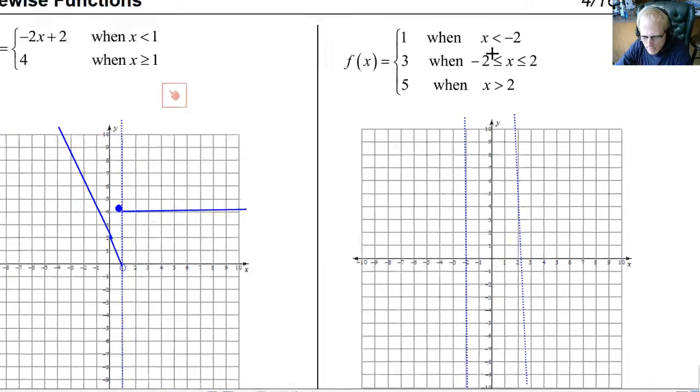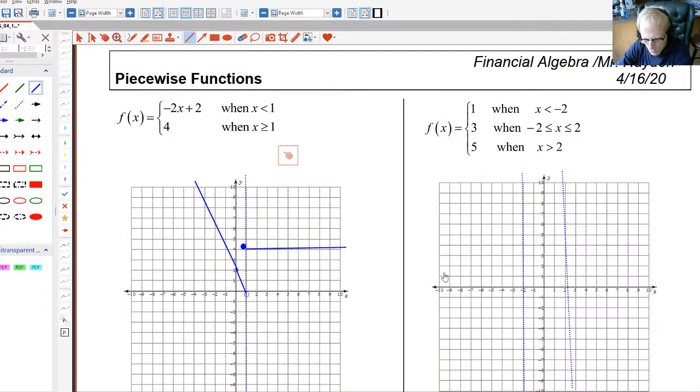When x is less than -2, my equation is y equals 1. So that's a horizontal line that goes through 1. And I'm going to put a solid dot at the boundary line because it's less than, not less than or equal to. Then I have y equals 3 when x is in between -2 and 2. Okay, so that means I'm going to go like that, and I'm going to put 2 solid dots.